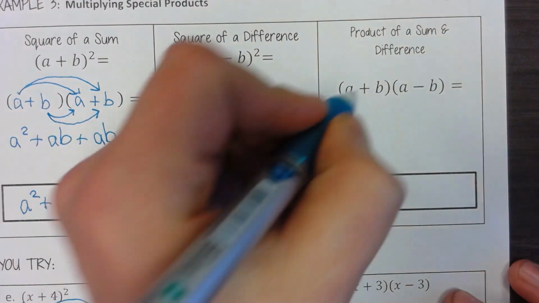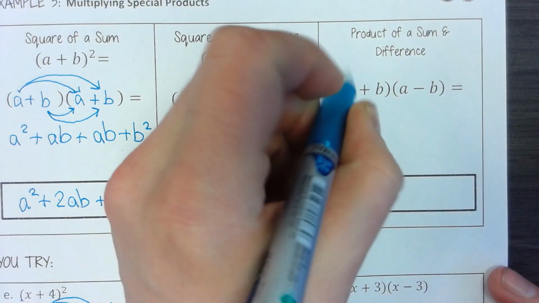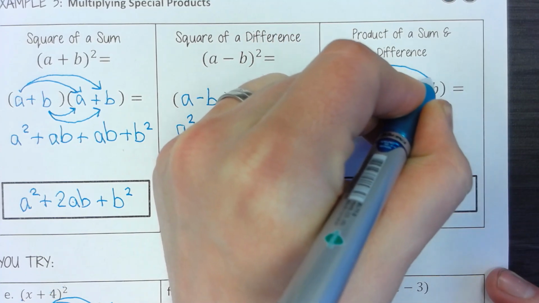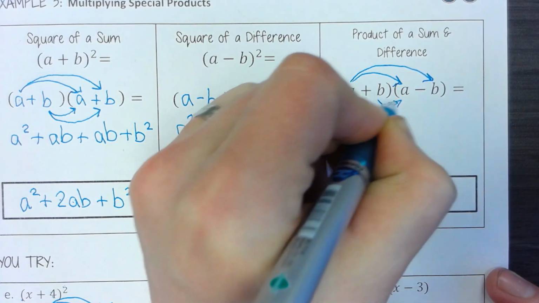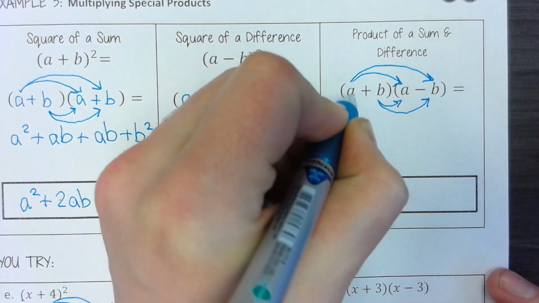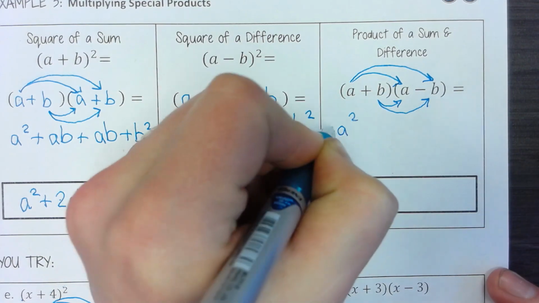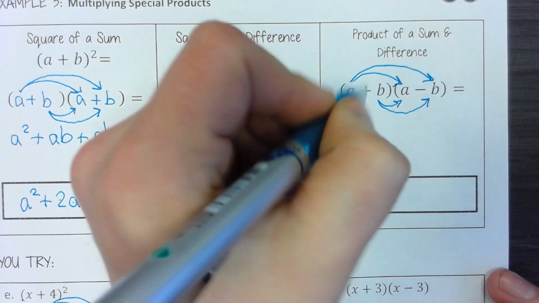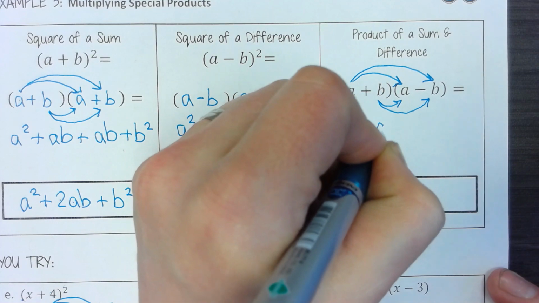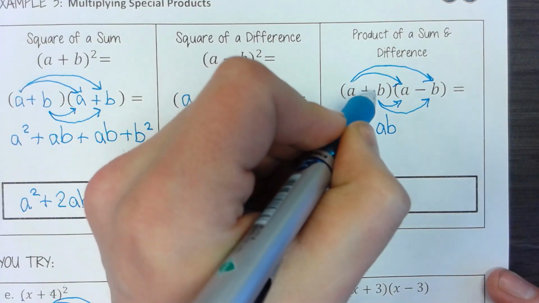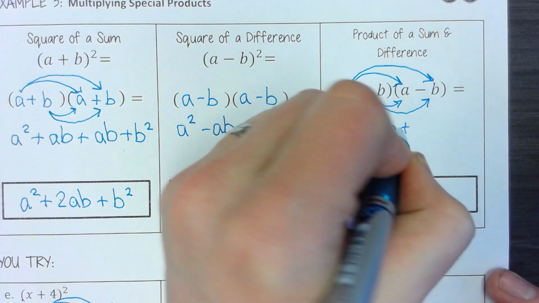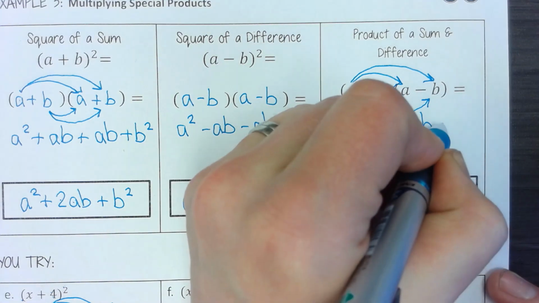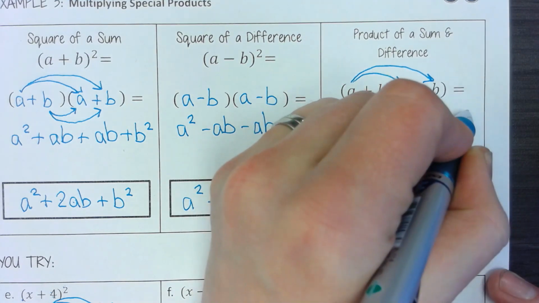lot of things. Okay, so if I do the FOIL method, like we've been doing this whole time, first, outside, inside, and last, I get a squared. I get a times negative b. That gives me negative ab. I get b times a. Well, that gives me a positive ab. And I get b times negative b. Well, that gives me a negative b squared.